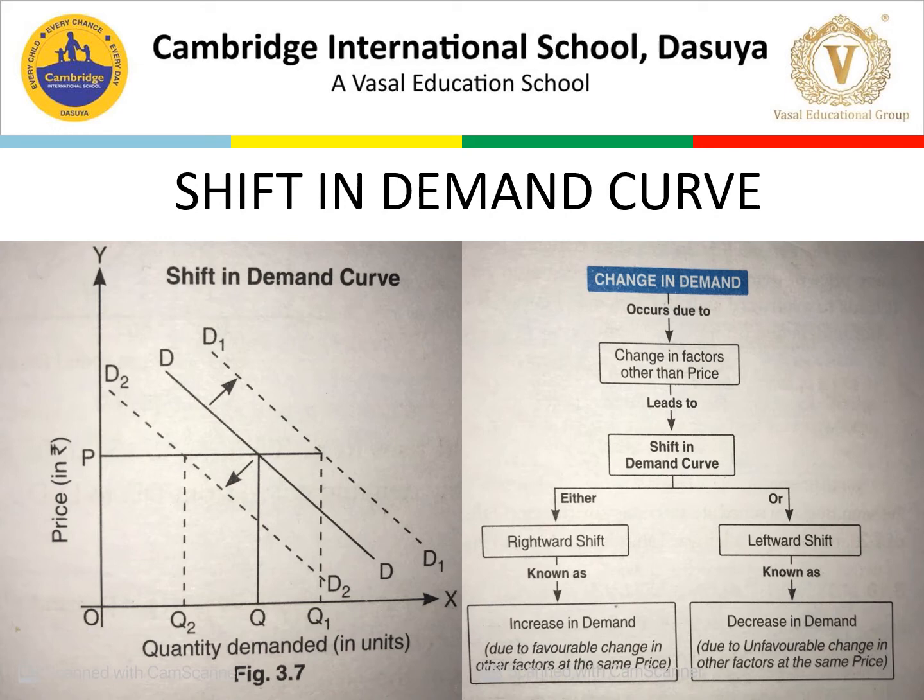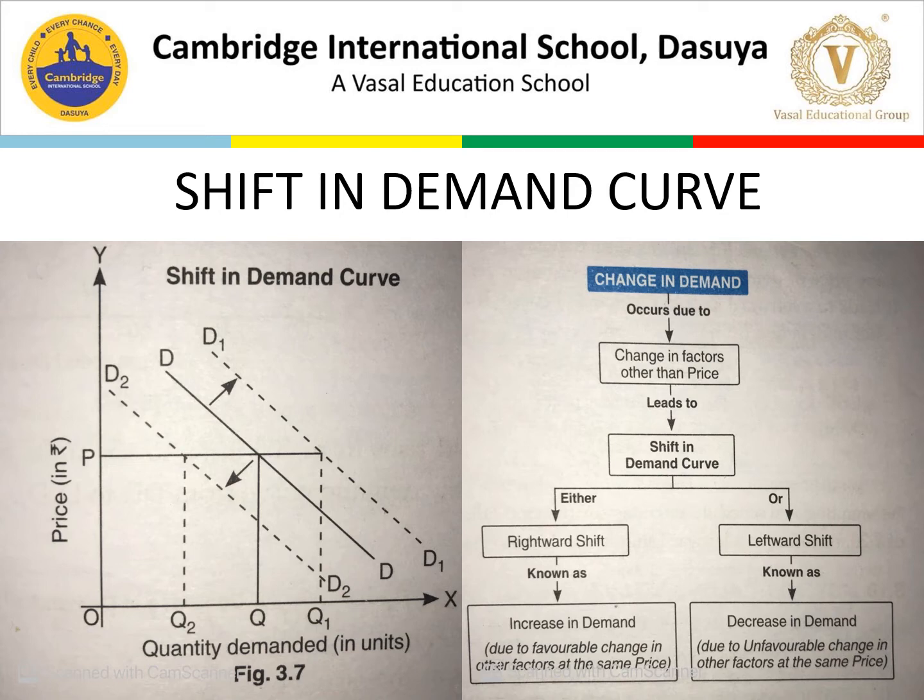Now let's talk about this change of the flow chart. Change in demand occurs due to change in factors other than price that I told you. So it leads to a shift in the demand curve. Change in demand is also known as shift in demand curve. There are two types of shifts: one is rightward and the other is leftward. The rightward shift is known as increase in demand.